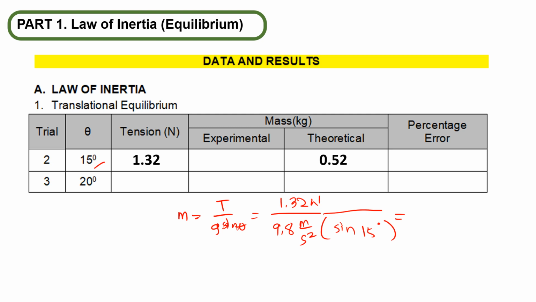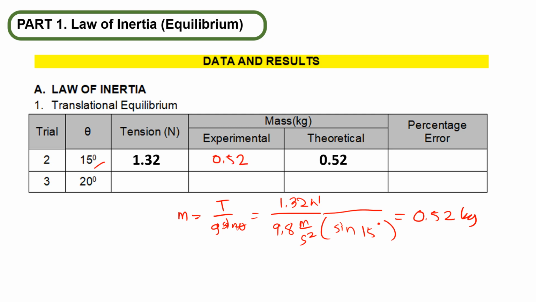So let's compute this one. This is 1.32 divided by 9.8 multiplied by sine 15. So the answer here is 0.52, so this is 0.52 kilograms. We have to place the 0.52 kilograms here. Again, this is the experimental value.